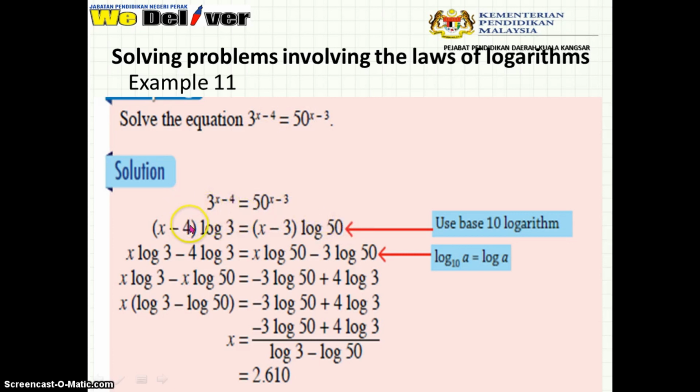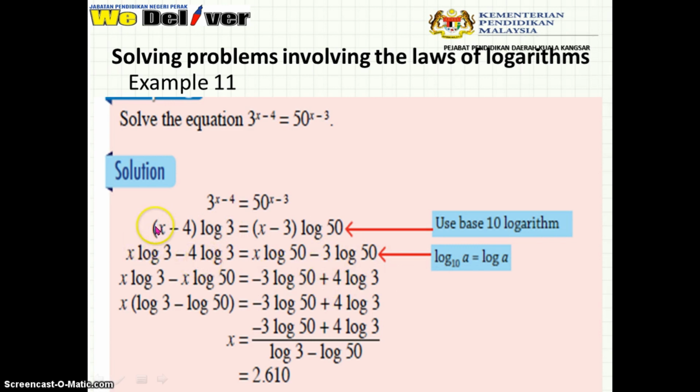So (x minus 4) log 3 equals (x minus 3) log 50. We use base 10 as the logarithm. Base 10 we do not need to write. Other than base 10, we must write the base.